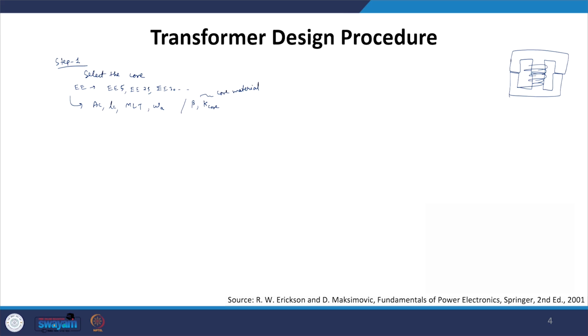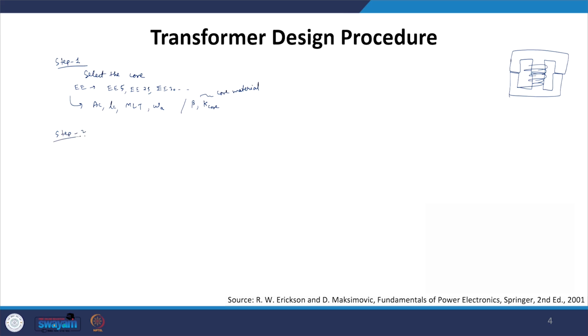So that's why our aim is to obtain the smallest of the smallest core which needs to be used to obtain the required transformer design. We satisfy the required condition, at the same time ensuring that specifications are being met. So this is our step number 1. So with this, in our first iteration, the values of AC, LC, MLT, WA and beta and K core have been obtained. So now comes step number 2.